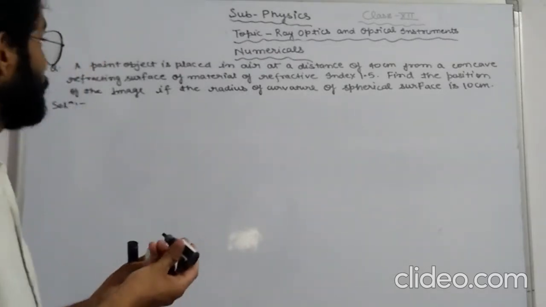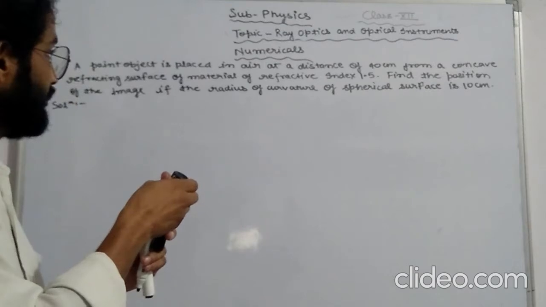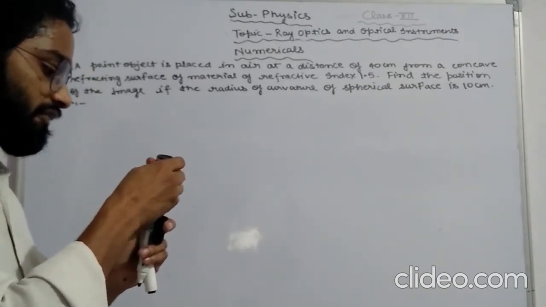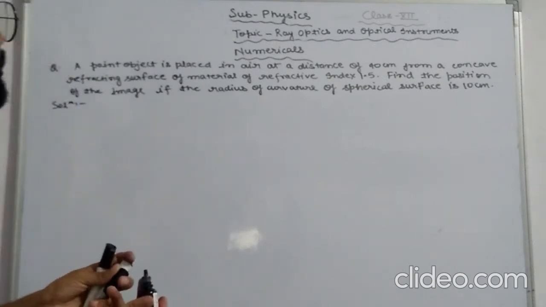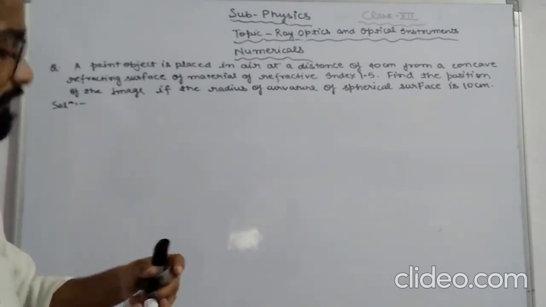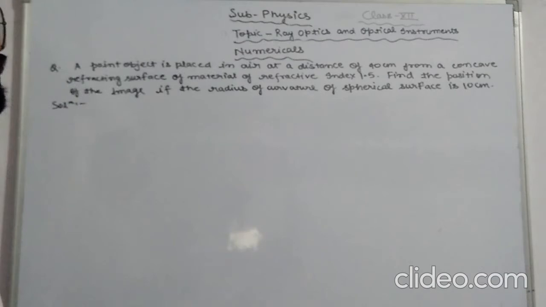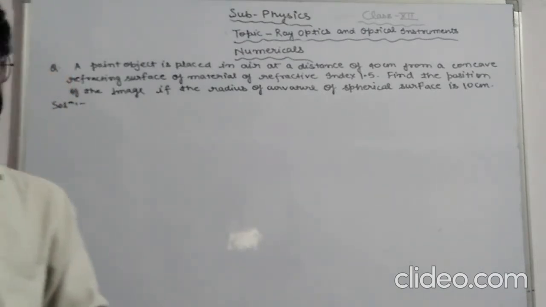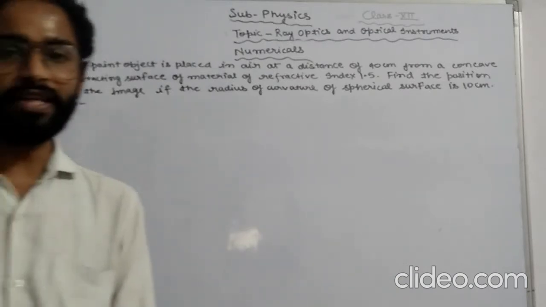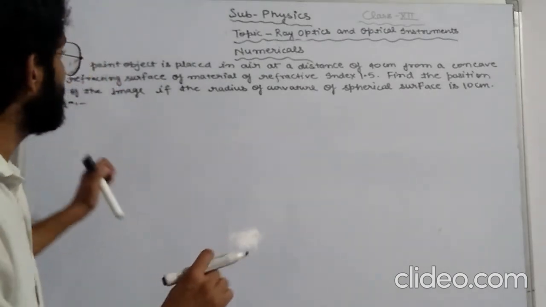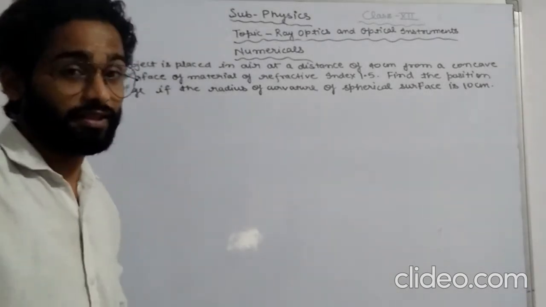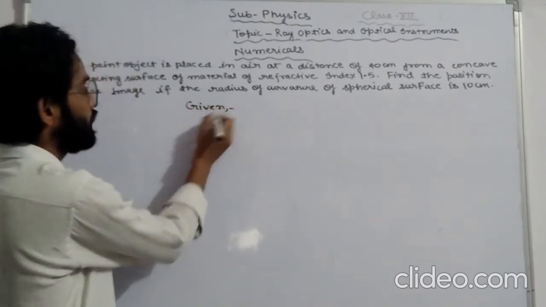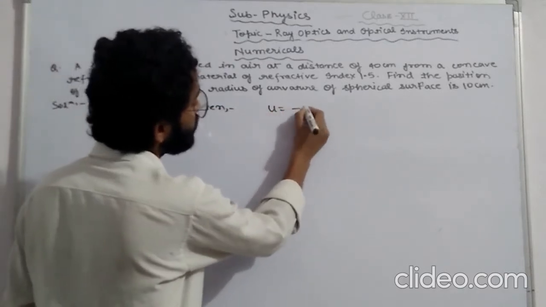A point object is placed in air at a distance of 40 centimeter from a concave refracting surface of material of refractive index 1.5. Find the position of the image if the radius of curvature of the spherical surface is 10 centimeter. This is a very easy numerical. I can understand you have got the answer even. How will you solve it? Let us write the given quantities. That is u is equal to minus 40 centimeter.